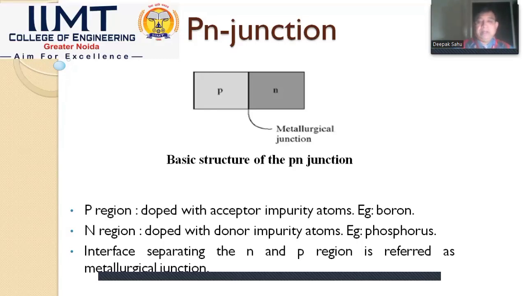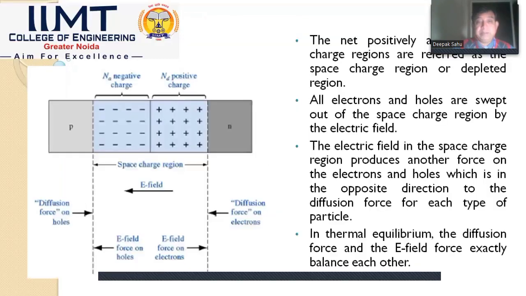Now, for P-type, basically, we use the example of boron, and in the N-type region, we use the example of phosphorus. It could be any element which has a trivalent or pentavalent impurity. Now, here we have taken a detailed diagram of a PN junction.